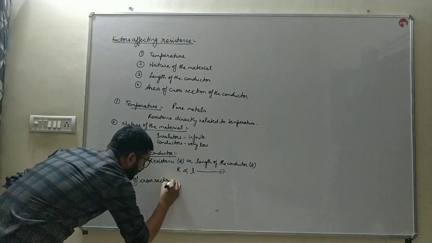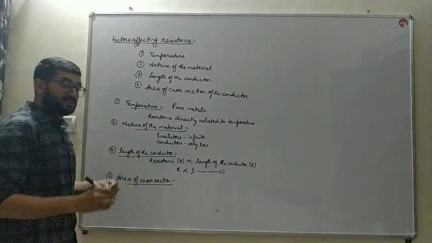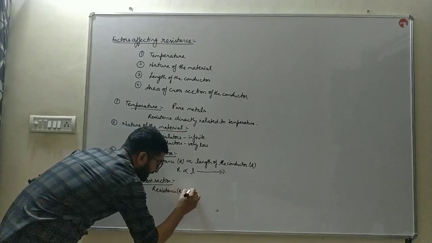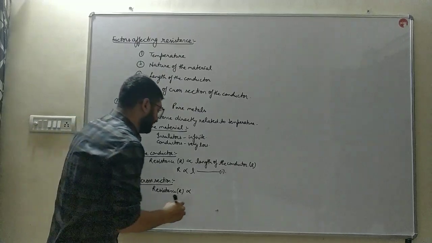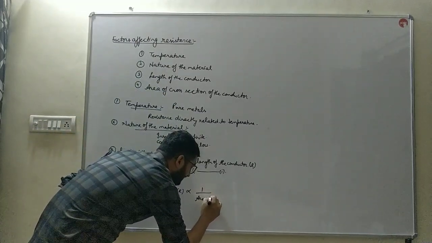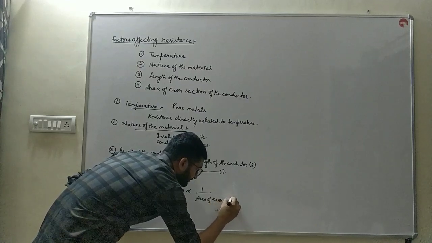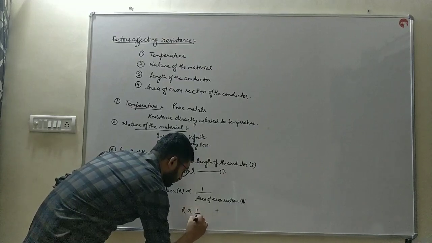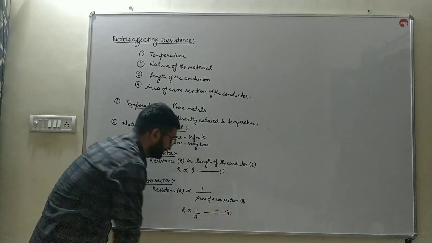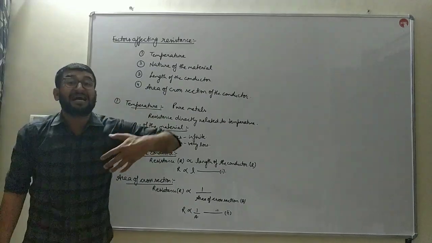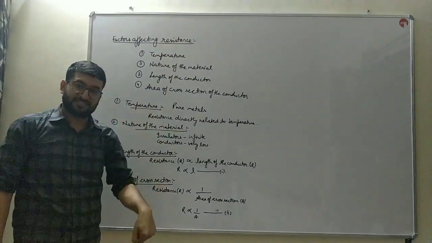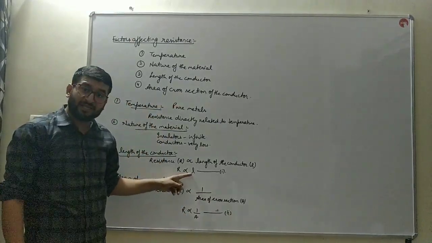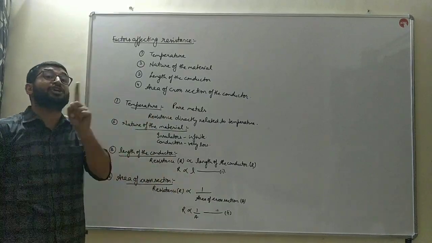Area of cross section. Resistance of a conductor is inversely proportional to the area of cross section. That is, R is inversely proportional to area. What does it mean? If area is high, the resistance is less, and if area is less, the resistance is more. Directly proportional means if one quantity is increased, the other is increased in equal proportion.